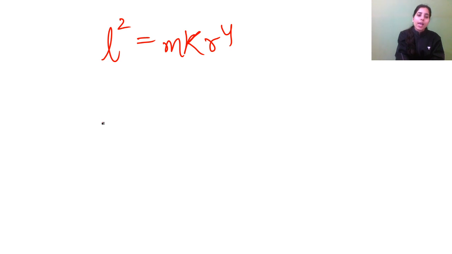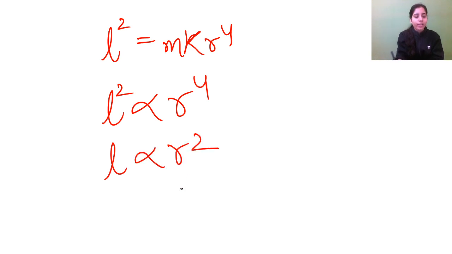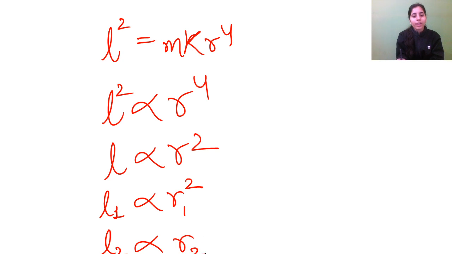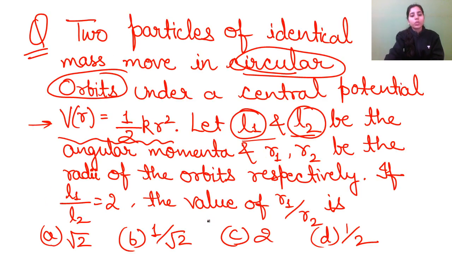So can I say L square is proportional to r to the power 4, and then can I say L is proportional to r square? Done. Now we are having L1, so L1 will be proportional to r1 square, and L2 will be proportional to r2 square. So we can write these two equations, and let's take the ratio, because we are having the values of L1 and L2 given to us. The rest of the constant terms will normally get cancelled out.